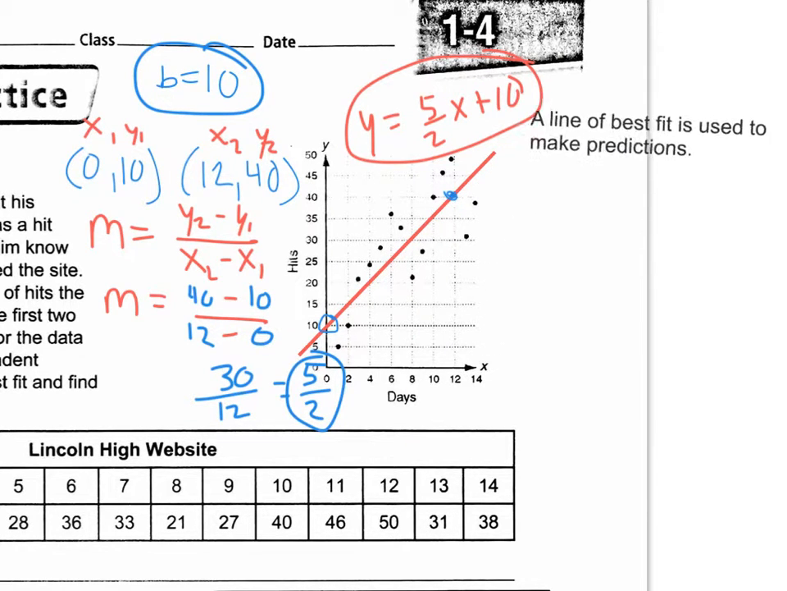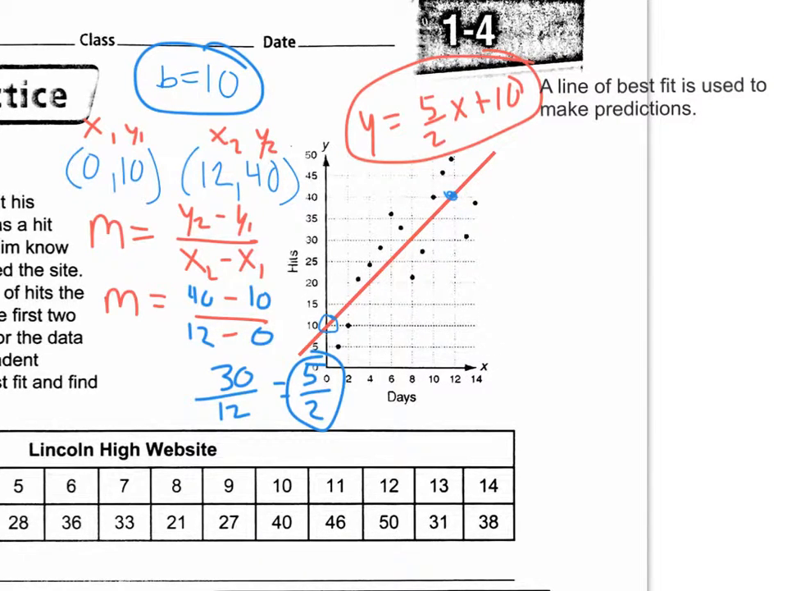So check it out. I'm going to use this red line that we have, and the equation is y equals 5/2 x plus 10, and I want to make a prediction of how many web hits it'll have at day 20. Now notice that the x-axis goes 2, 4, 6, 8 days, up to 14. It doesn't get to 20.